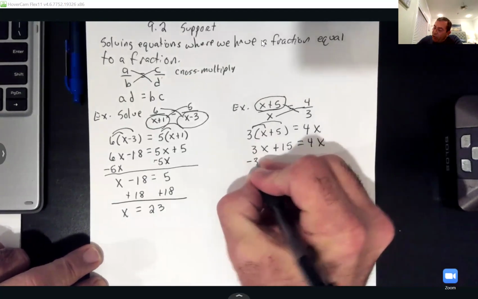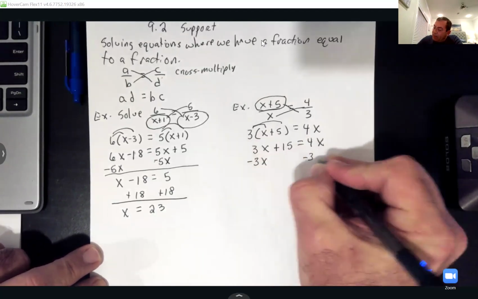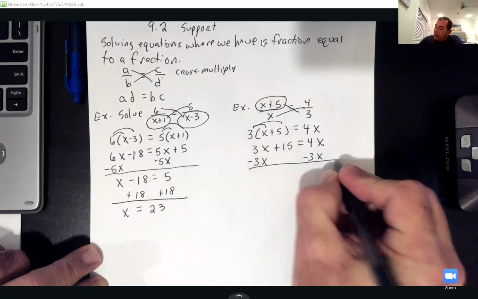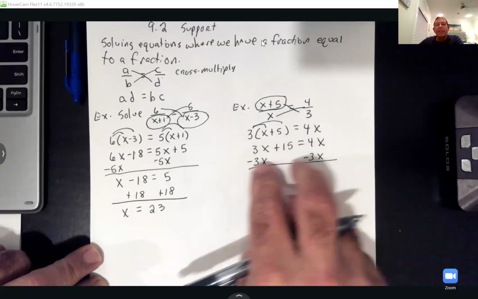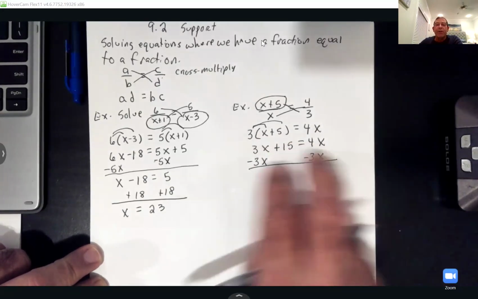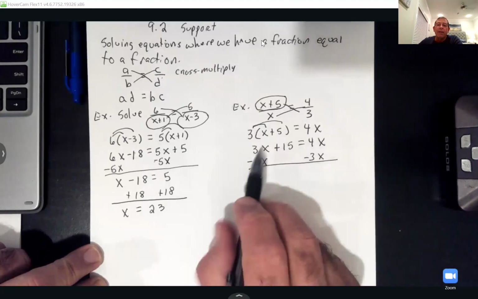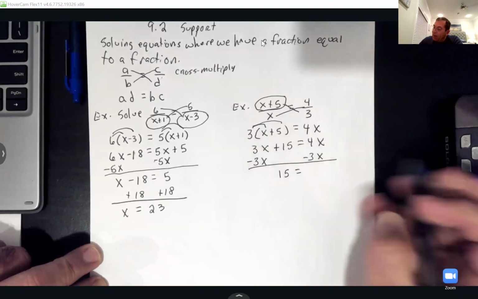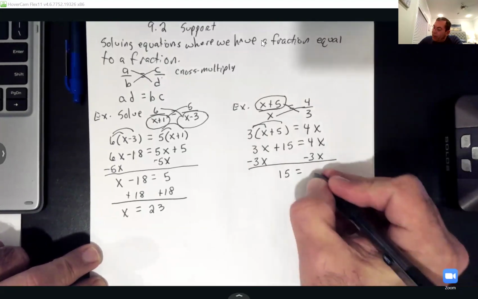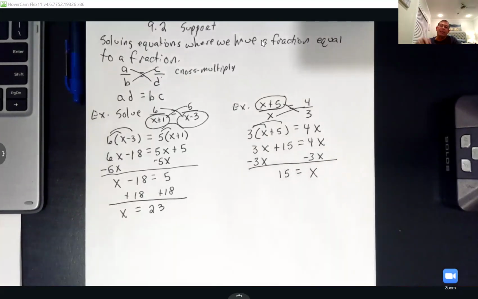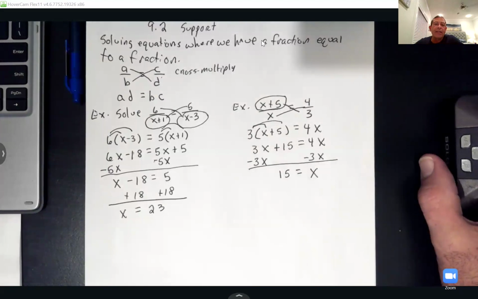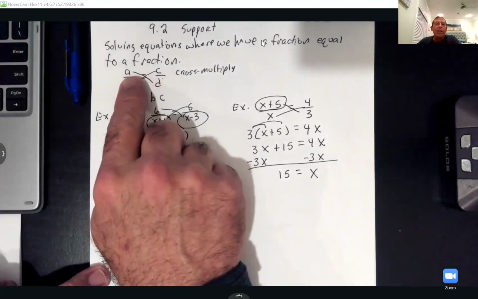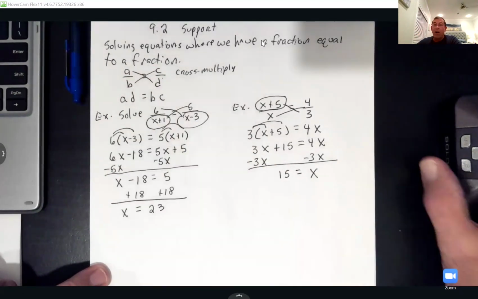So we would subtract 3x. So you just look at these equations and see what's easier for you to move, okay? So this is only a 15 on this side. And then 4 minus 3 leaves us 1x on the right side. All right, so that's the way you solve it when you got a fraction equal to a fraction.